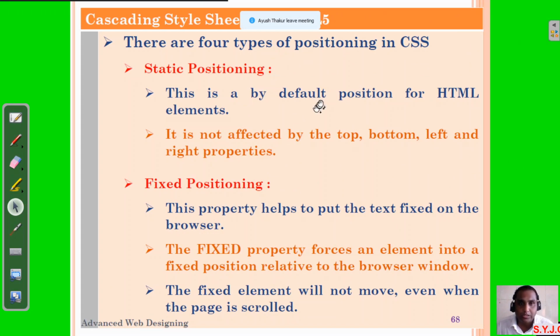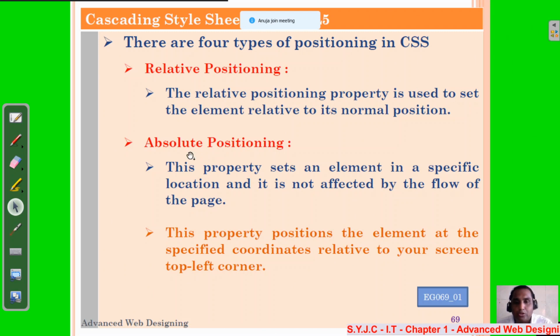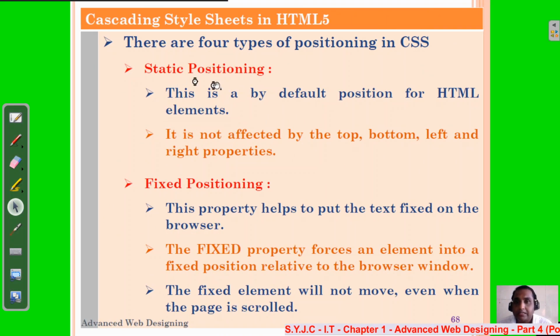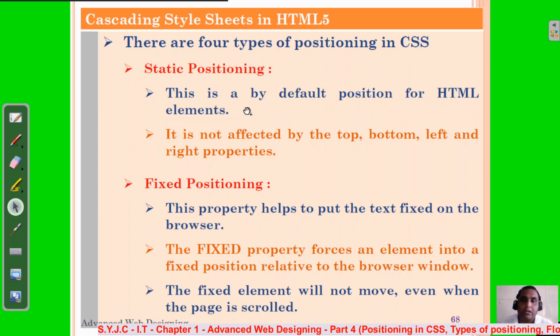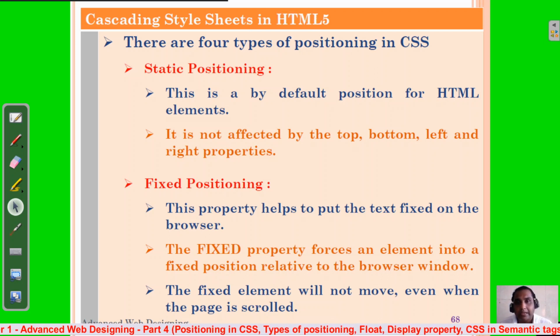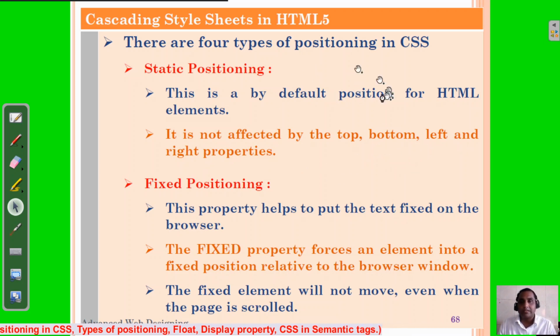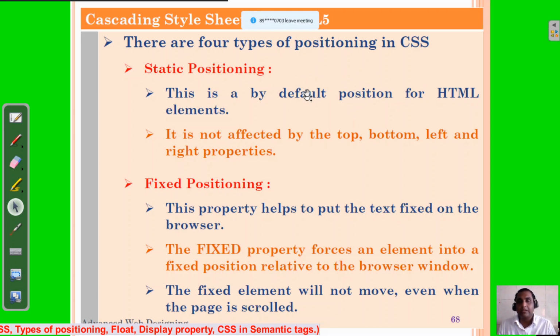There are 4 types of positioning in CSS: static positioning, fixed positioning, relative positioning and absolute positioning. Let us understand static positioning. This is the default position for an HTML element. Default means if you don't write the positioning, then it occurs where it naturally occurs. The place where an HTML element is displayed by default is said to be static positioning. It is not affected by top, bottom, left and right. Whether you give top, bottom, left, right, it is still static positioning.